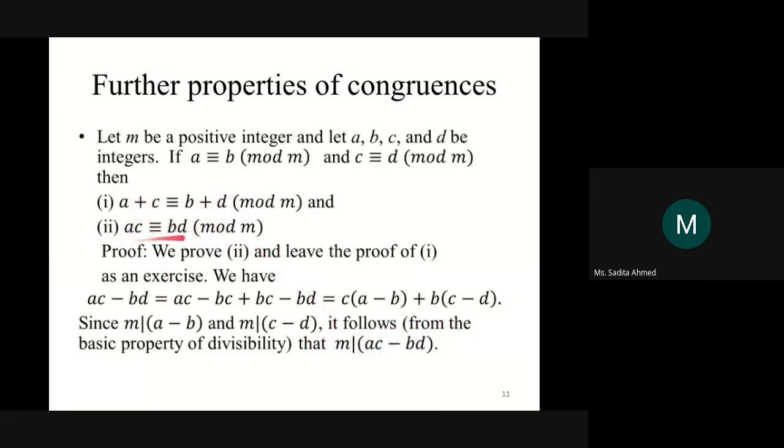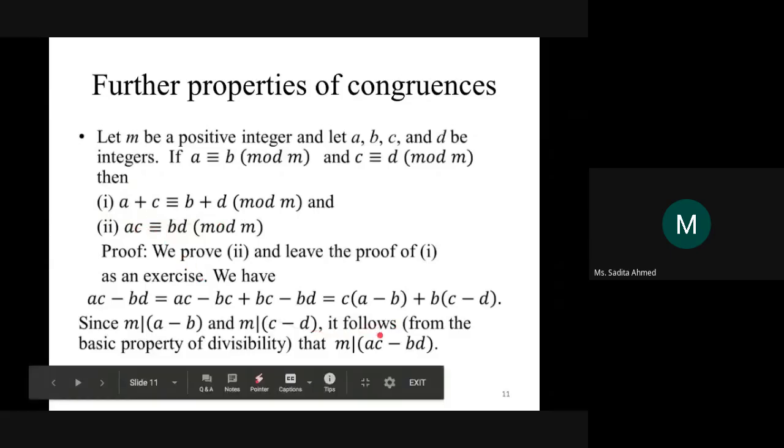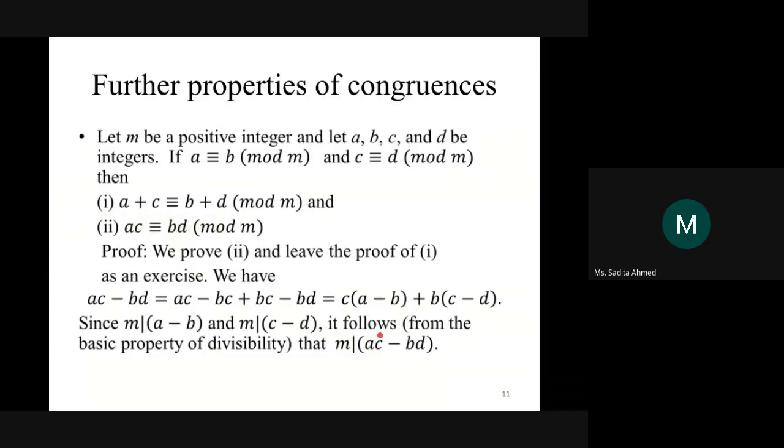And that is what the second property is saying, is it not? That AC minus BD is divisible by M. So that is what we have proved here. Any questions? No, miss. Okay, very good.